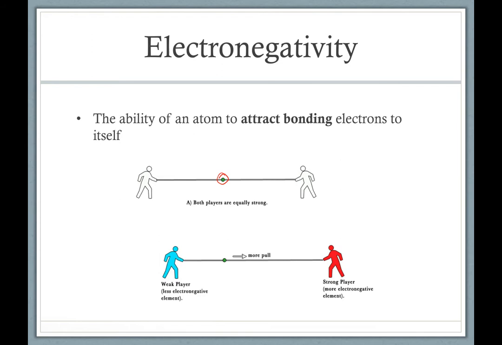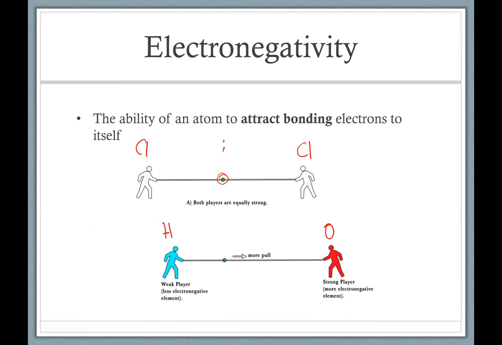That's exactly what we saw when chlorine was bonding with itself. It was a tug of war for those bonding electrons, and each one pulled equally, so the electrons were shared equally. But if we have an element that has a stronger pull on those electrons, as an example here, oxygen and hydrogen, one of them will have a greater pull, and that's going to pull the electrons closer to one of those elements. That's going to change the properties of that bond. We'll see what that means in a moment.